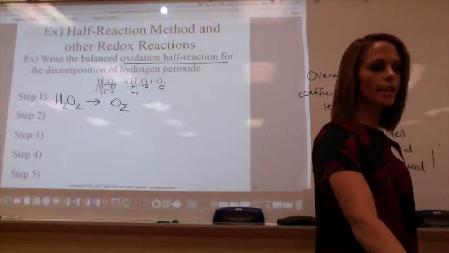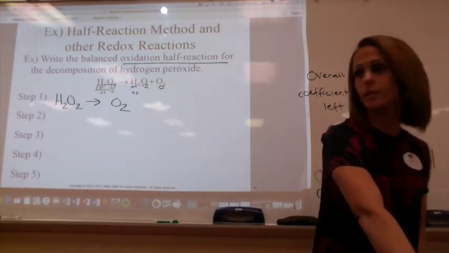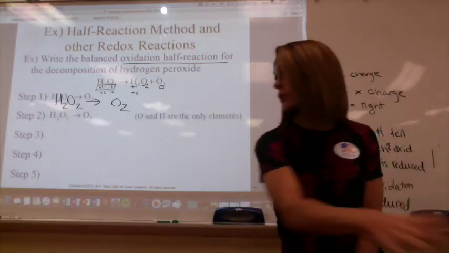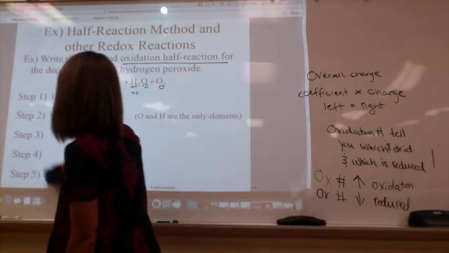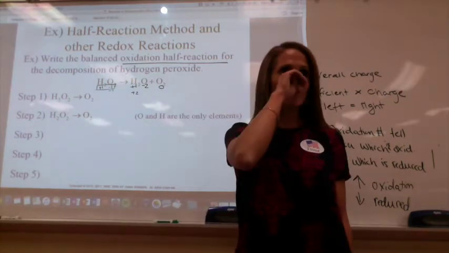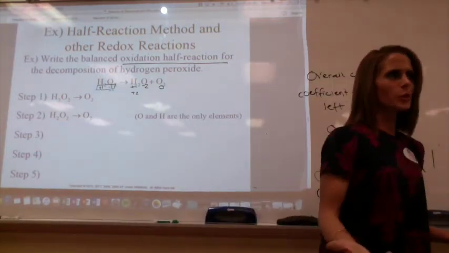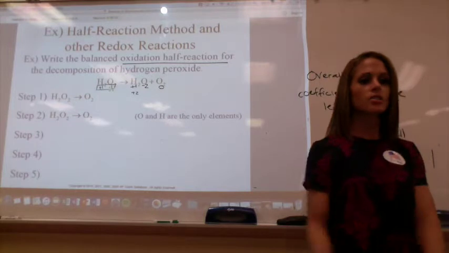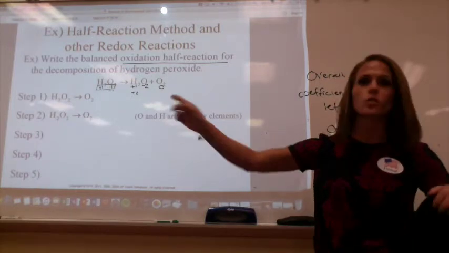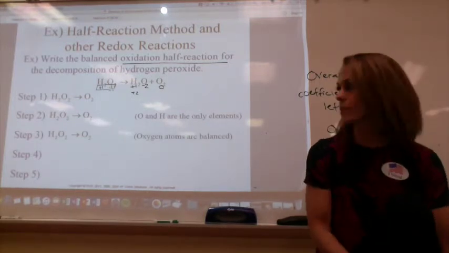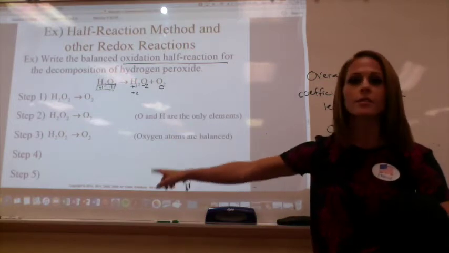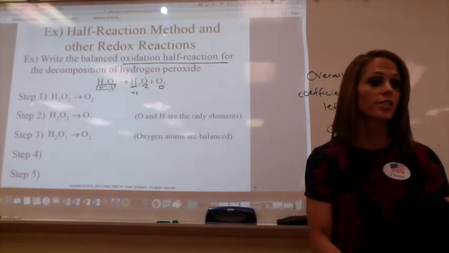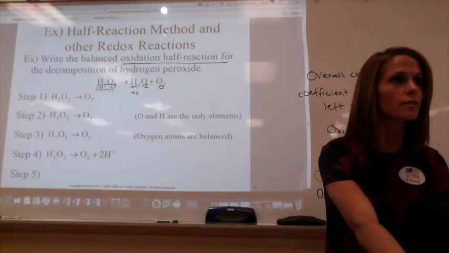All right, so let's check. Step 1 is the H2O2 goes to O2. We already have our atoms balanced in a sense because there's no other ones, so we go immediately to the oxygen. There's 2 oxygens on the left, 2 oxygens on the right, so oxygens are already balanced. There's 2 hydrogens on the left, but I need 2 hydrogens on the right, so I add 2 H+.